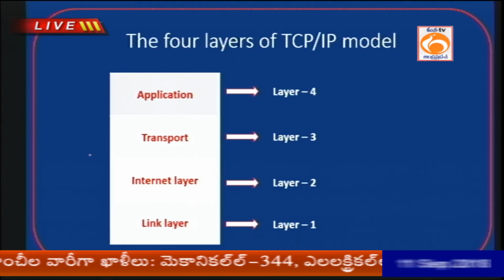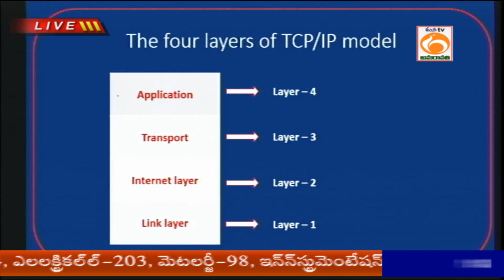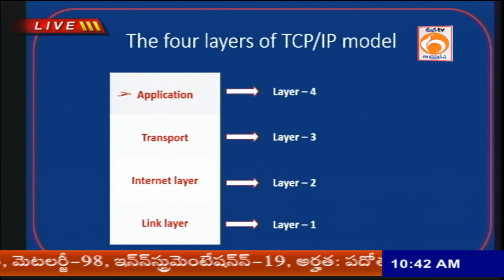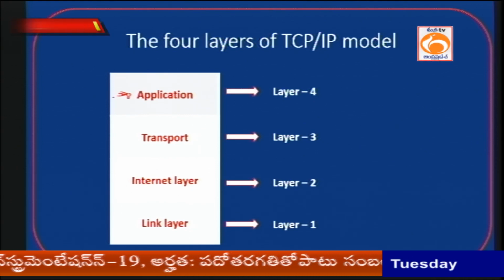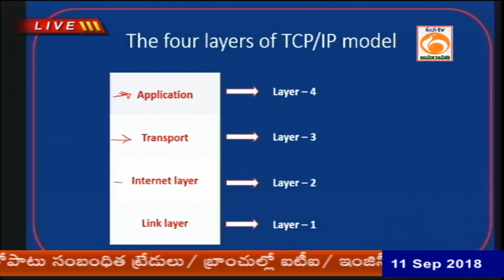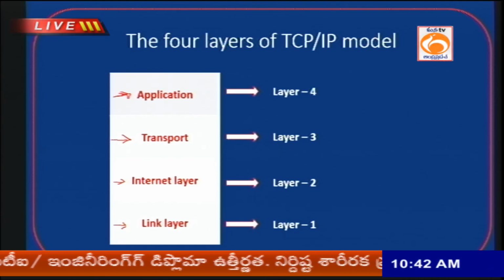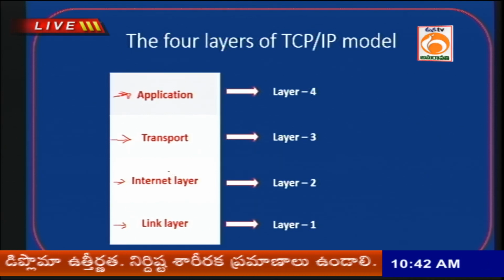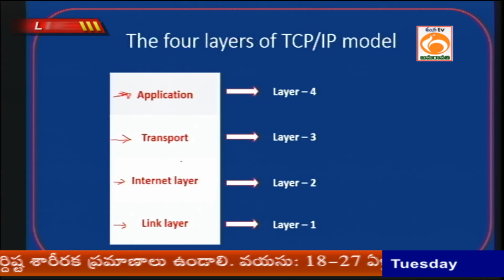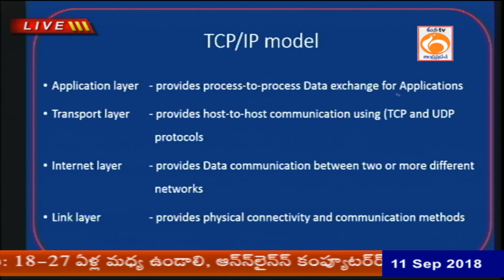In this, we have 4 independent layers. The first is application. You can see the name is common from the OSI model. We have the same name, application layer, and the transport layer, then we have the internet layer, and then the link layer. So, these are the 4 layers, and the functionality is similar. The application layer provides process to process data exchange for applications.